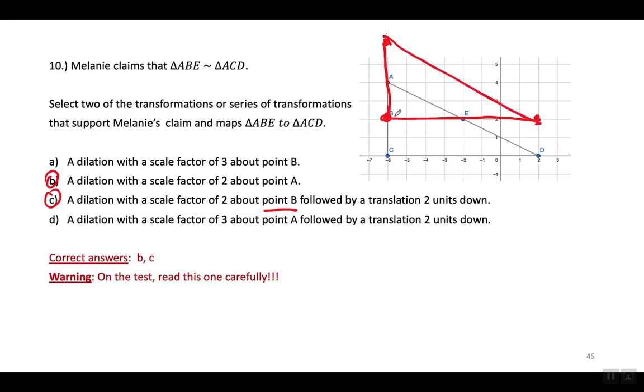Again, if this is the center of dilation, point B, and you dilate it with a scale factor of 2, it'll make it the same size as this big triangle, but it's going this way. So now, in addition to dilating it, you also got to do a translation 2 units down so that it'll be on top of the triangle that's in the question.